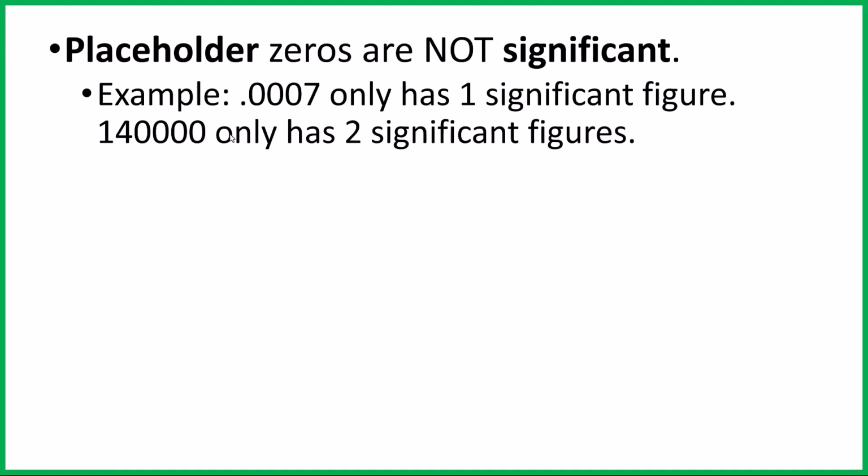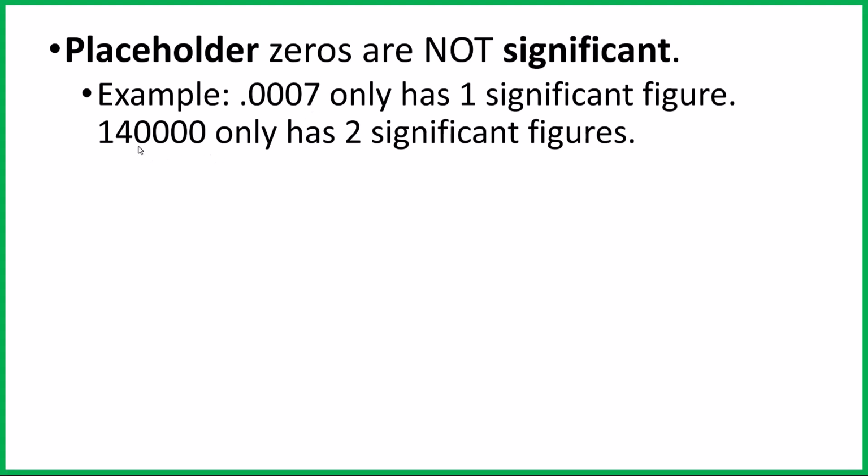Additional rules here: placeholder zeros are not significant. So these are placeholder zeros here. And if we put a 0 in front of this, it would be 0.0007. Those are all placeholder zeros. It only has 1 significant figure, and that's the 7.